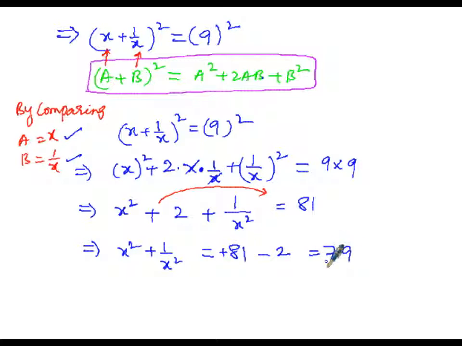So in this manner, hence x square plus 1 by x square value is 79, which is the required one.